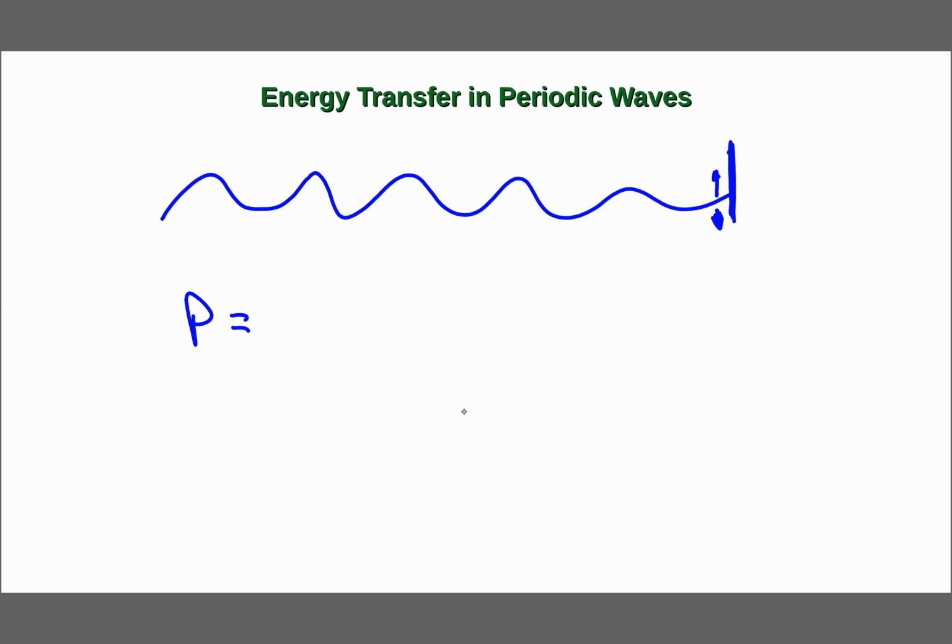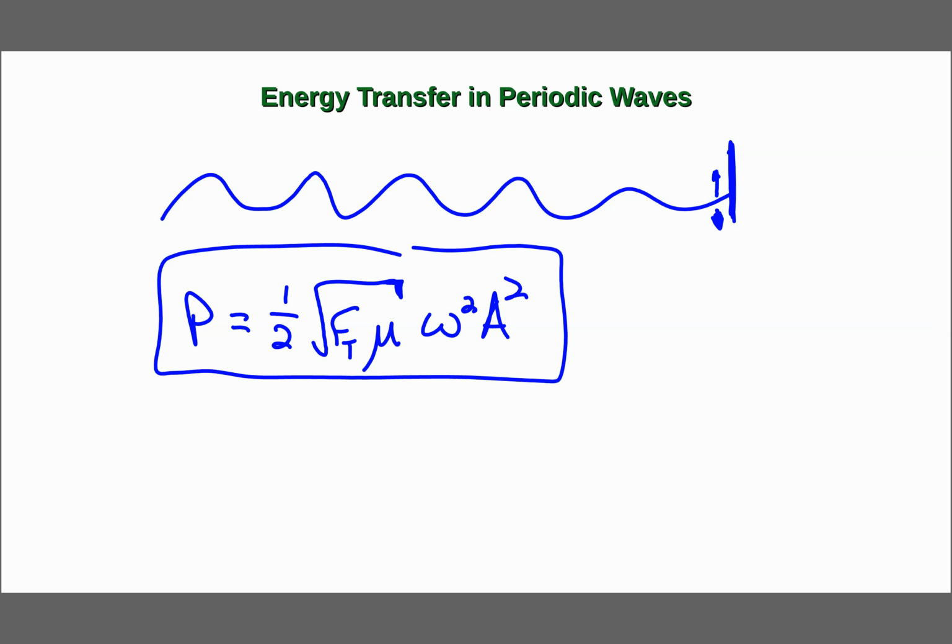And that's going to be P equals 1/2 root tension times mu, okay? So if this is on a string, and this mu, again, is the density per unit length of the string, omega squared, A squared. And that's going to be our power transfer along a string, okay?